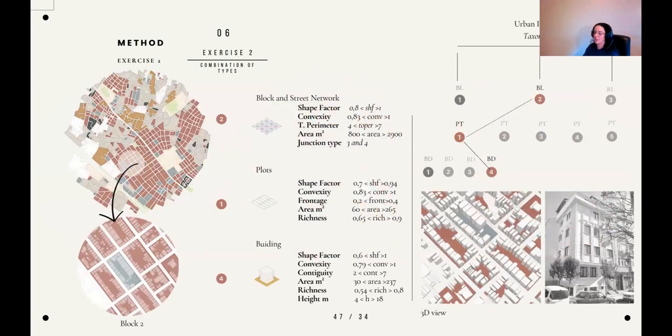So now that the method is in place, we get to zoom in and analyze a specific case here, just to illustrate. So from one specific combination, which is 2, 1, 4, so block type 2, plot type 1, and building type 4, we get to build the characteristics of our region, of our type. So according to the block and street network, the plots and the building, and the morphological and topological description of it.